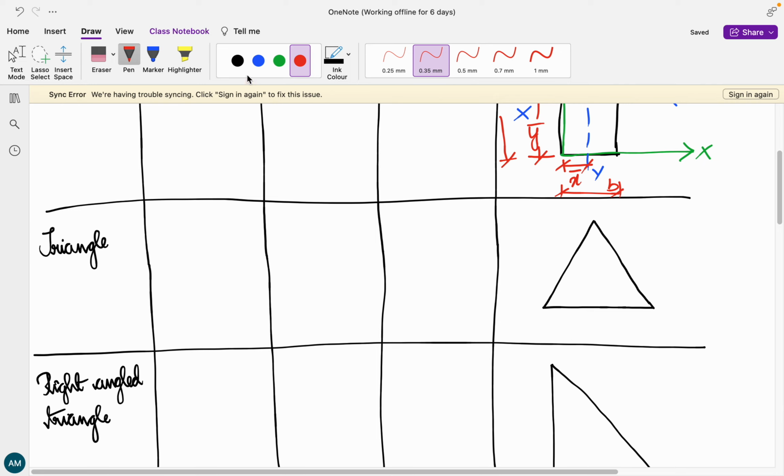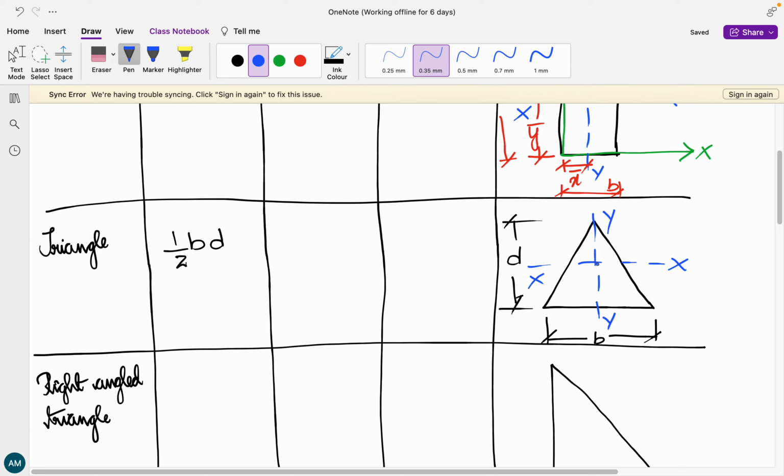The second case, let us consider a triangle having breadth b followed by depth or height d. So the area of the triangle is half into b into d, half into base into height. Let us denote the centroidal axis x and then y, the point of centroid, and then let us denote x bar and then y bar distances.